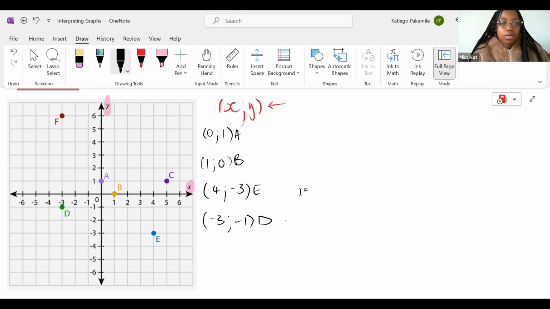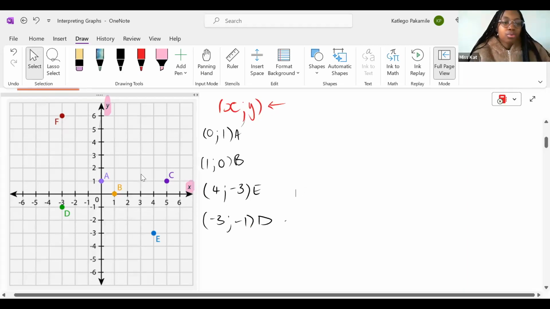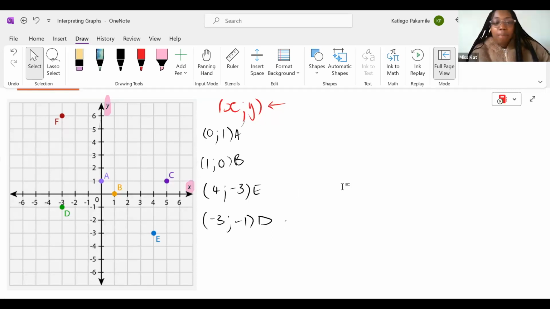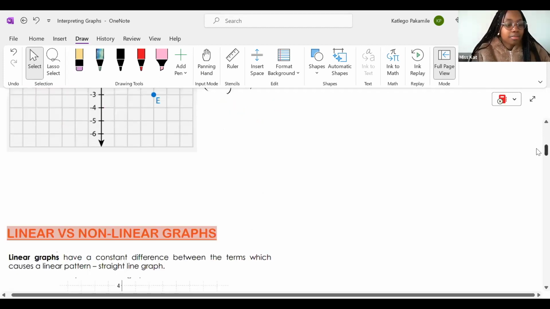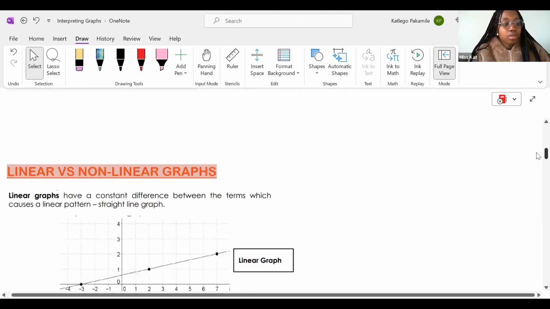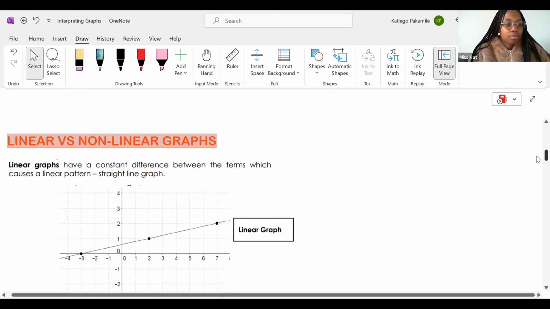Great, so now we know how to find points, and I'm sure we know how to plot them. Now let's get to today's work, okay? Now we're going to talk about types of graphs. First, we're going to talk about linear and non-linear graphs. How do we know that we have a linear graph?